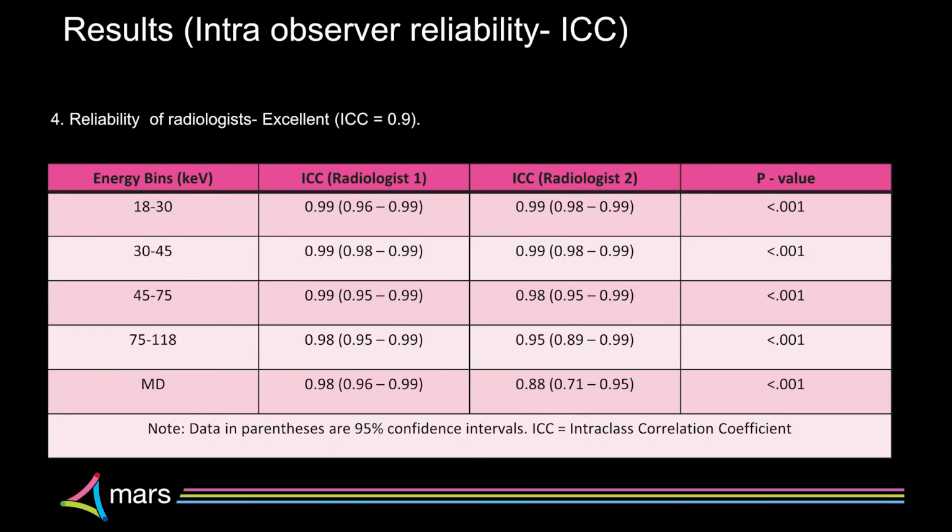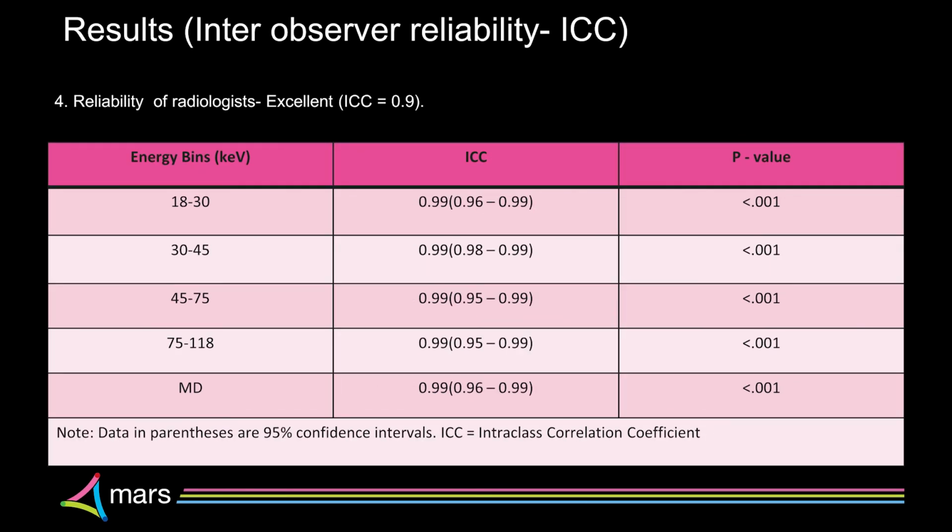And finally, intra-rater reliability, or intra-observer reliability, of the two radiologists was excellent, with an intra-class correlation coefficient of 0.9. Similarly, inter-observer reliability between radiologists was again excellent, with an intra-class correlation of 0.9.